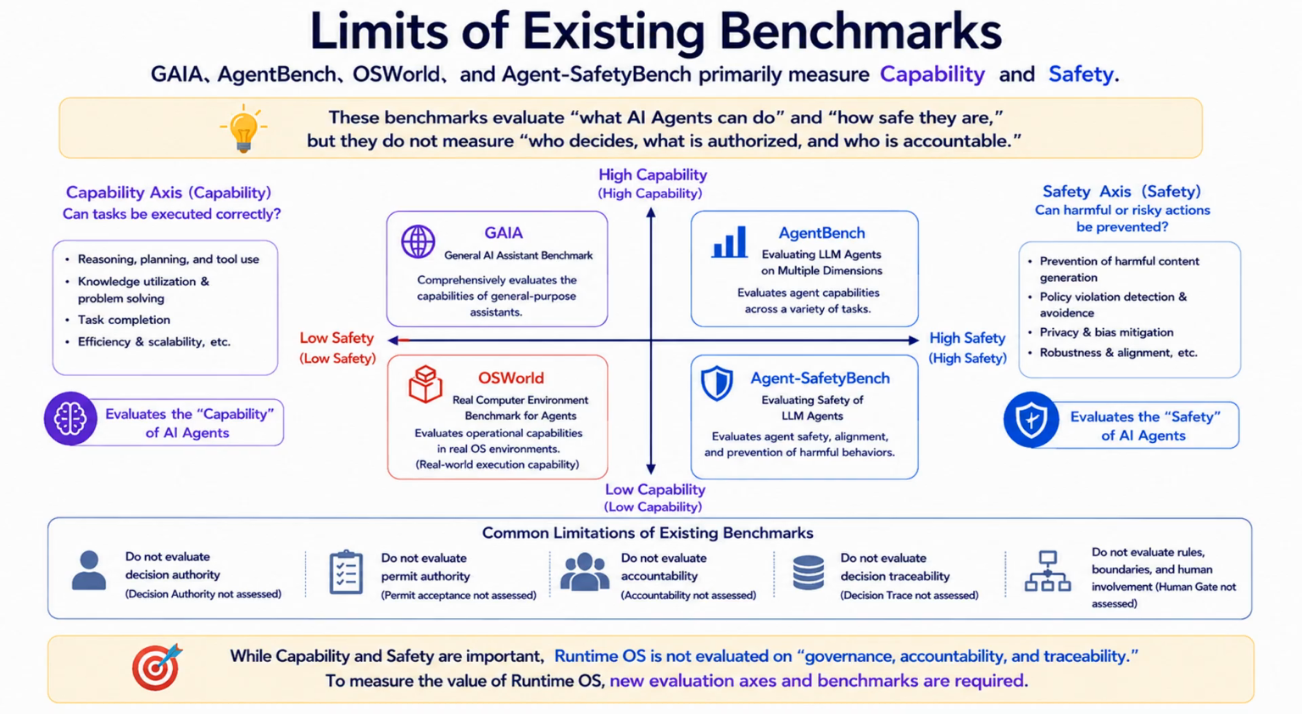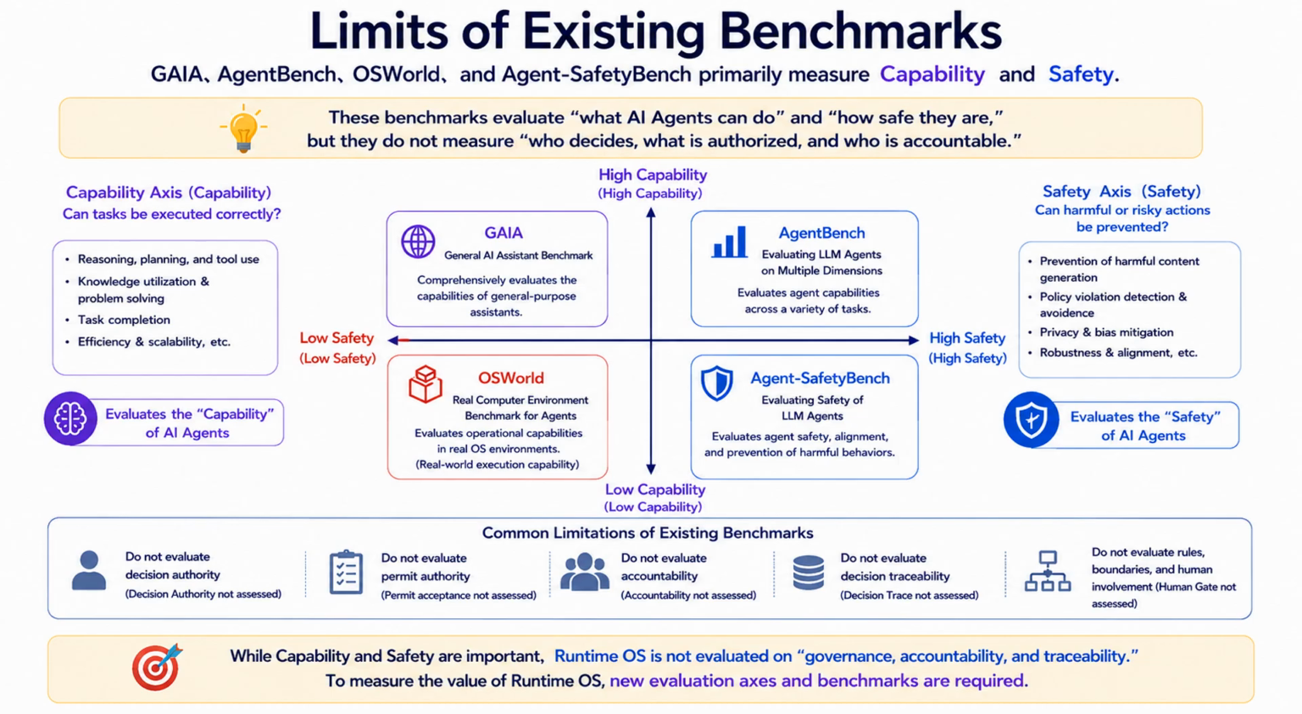Suppose an agent has extremely strong capabilities and successfully completes a task in a safe manner. Even then, several important questions remain. Who finalized the decision? Was the action executed under the correct authority? Did the required human gate function correctly? Can we trace the reasoning and process behind the execution afterward? And when something went wrong, was the system actually able to stop the execution?